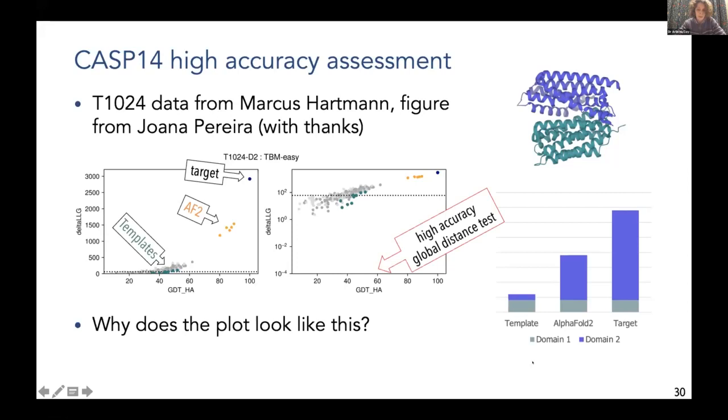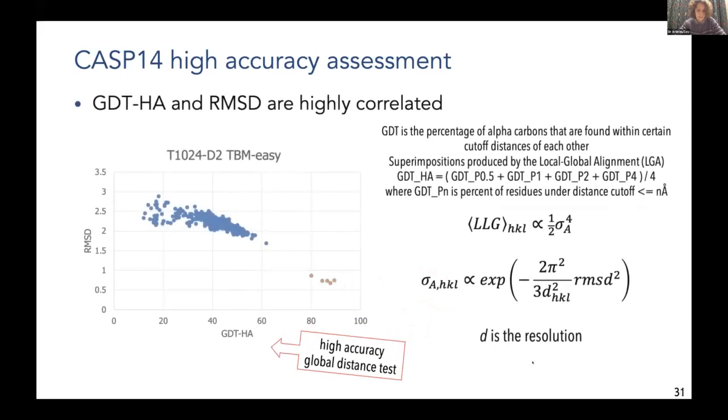So on the bottom here, we have it plotted against the high accuracy global distance test. And we can show that these structures now are getting so good that the GDT-HA and the RMSD are actually highly correlated. So the GDT-HA is the high accuracy test that tells you what proportion of the residues in the structure are within a given cutoff. This is the high accuracy one, so it relates to things that are less than 4 angstroms. And it's an average of various parameters. So we can show that that's correlated with the RMSD.